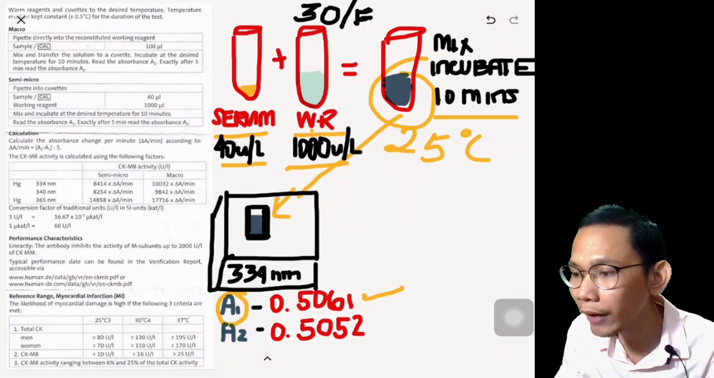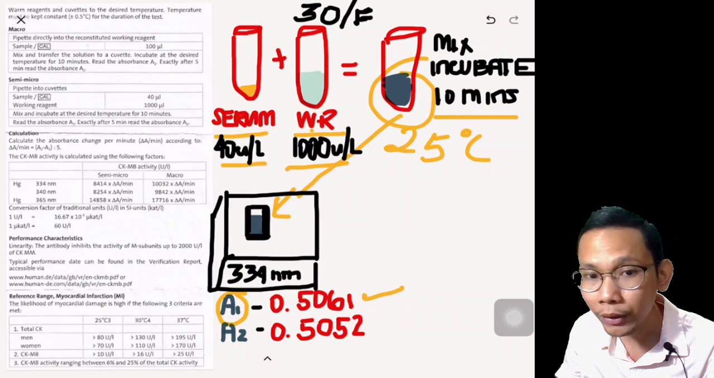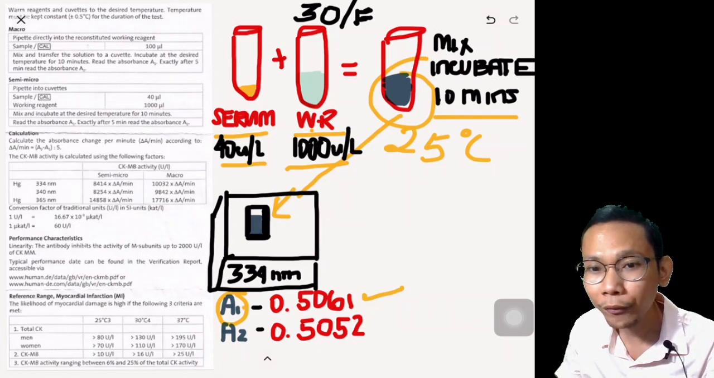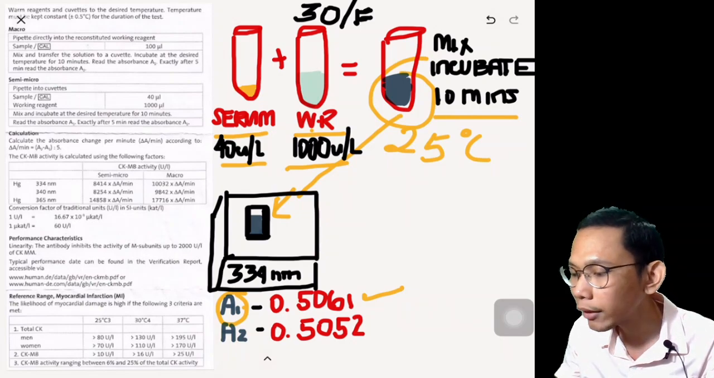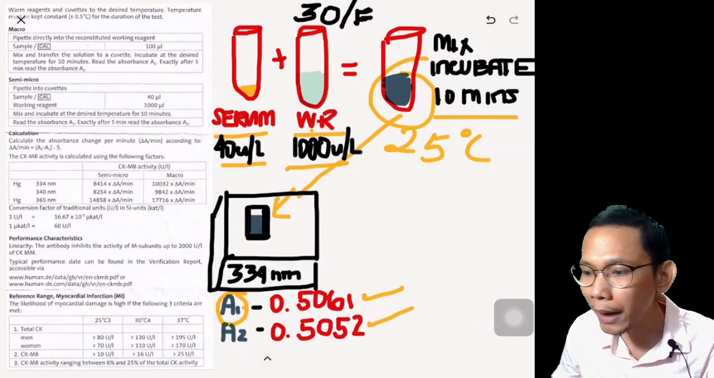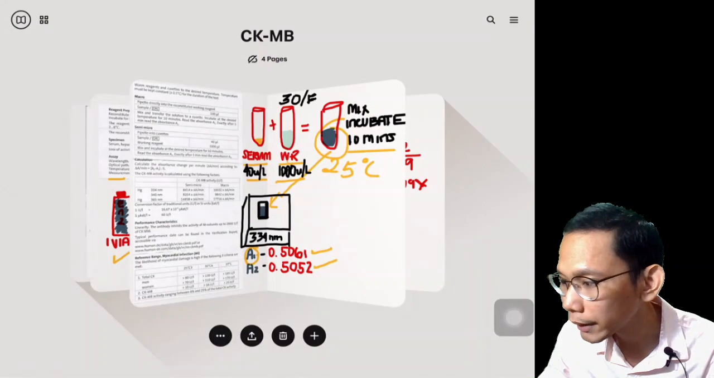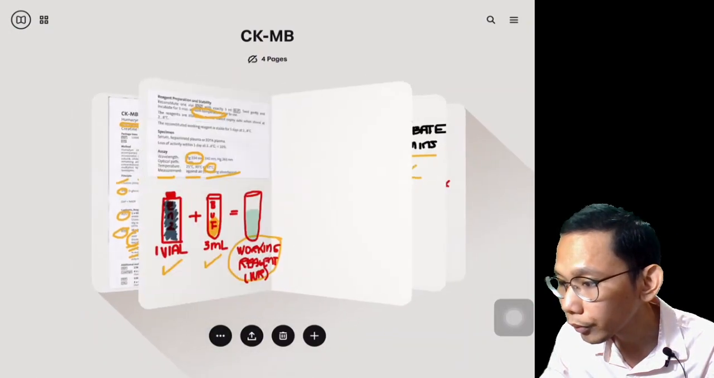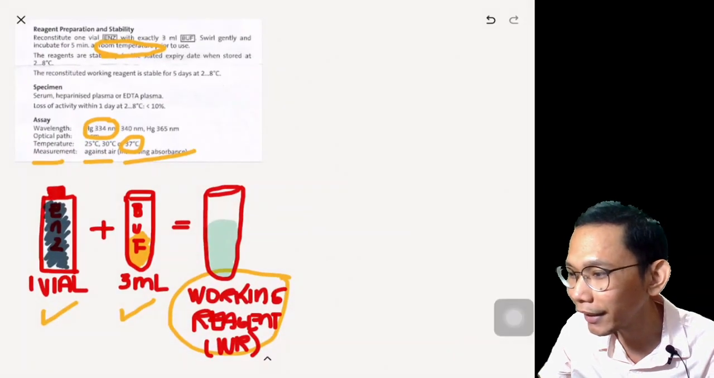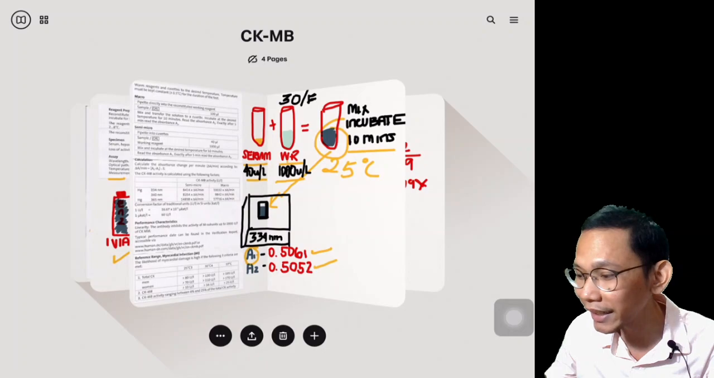Then, exactly after 5 minutes, read the absorbance, which is your A2. So after 5 minutes from reading your A1, you check again for another absorbance. That's going to be your A2. And the value was 0.5052. Is that correct for our absorbance, which is decreasing? Let me check first. Wait. I'll confirm whether it should be decreasing. Increasing absorbance, that was wrong. Okay, there's a correction. It should be increasing absorbance.